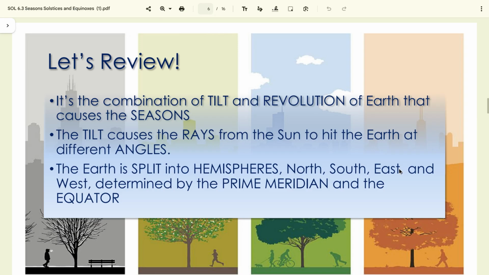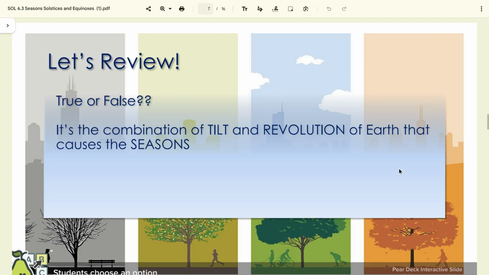The seasons are caused by the tilt and the revolution together, because depending on how you're tilted, the rays from the sun hit you more directly or a little bit less. This generally depends on the northern or southern hemisphere. We live in the northern hemisphere in North America. So yes, the tilt and the revolution together cause the seasons.